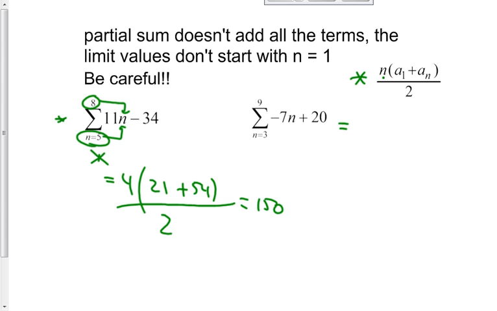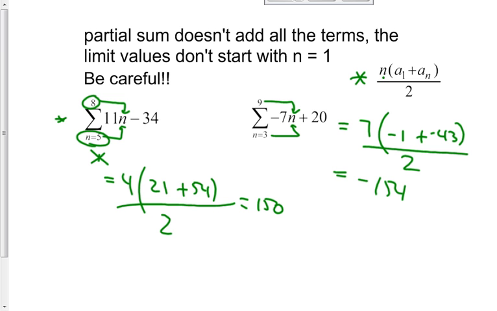And then this next one, partial sum, we're adding from the 3rd to the 9th terms. So how many terms are we actually adding together? 9 minus 3 is 6, plus 1, we have 7 terms. The value of the first term, plug a 3 in right there. Negative 7 times 3 is negative 21, plus 20 is negative 1. Plus, plug in a 9. Negative 7 times 9 is negative 63, plus 20, negative 43, all over 2. And this answer ends up being negative 154.